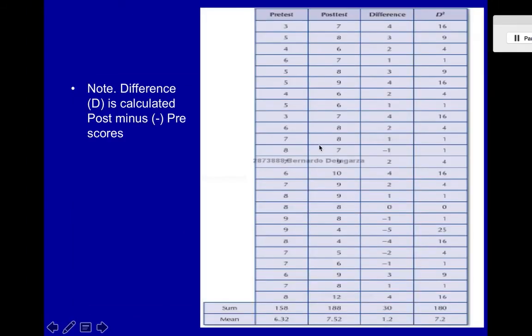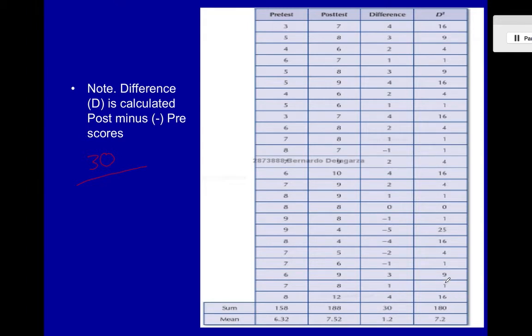Looking here in our particular case, we know now that the sum of D is equal to a value of 30. So in my numerator, I have a value of 30. That's my sum of D. Now let's continue working with the next portion: we need to take the square of every single difference. So here 4 squared is 16, 3 squared is 9, 2 squared is 4, 1 squared is 1, and we continue on down the line all the way until we get to our very last difference value of 4. So 4 squared is going to be 16.